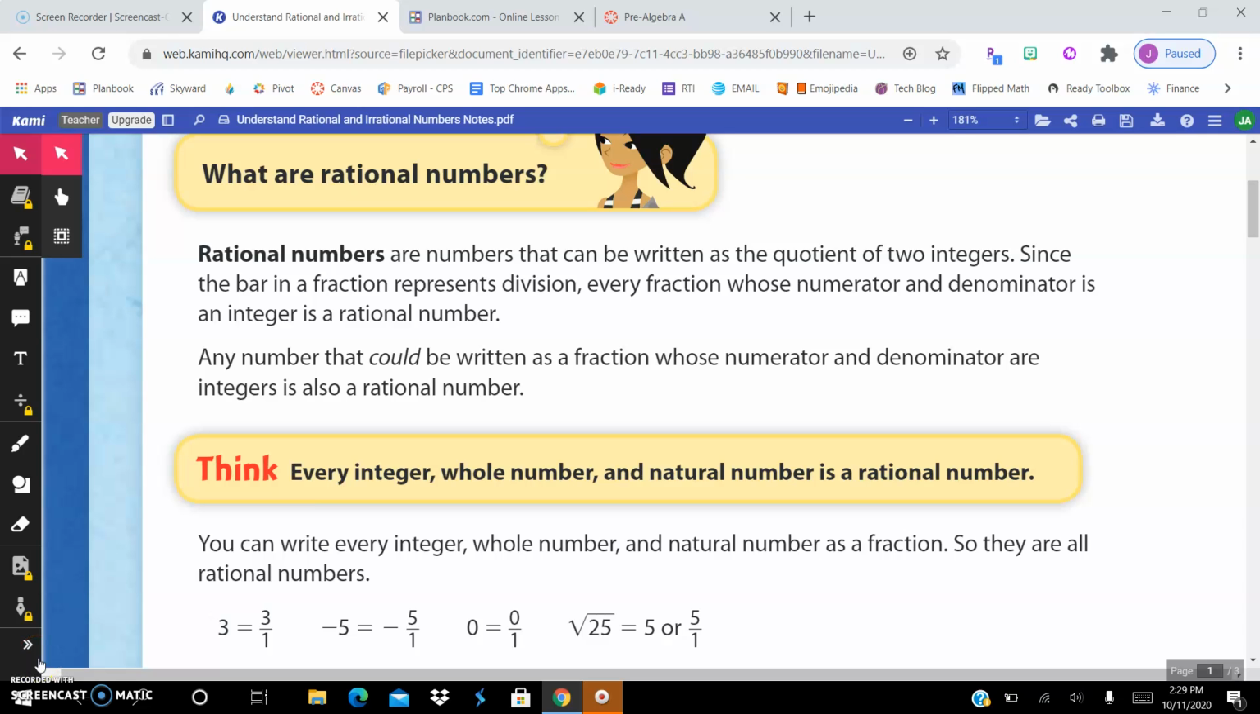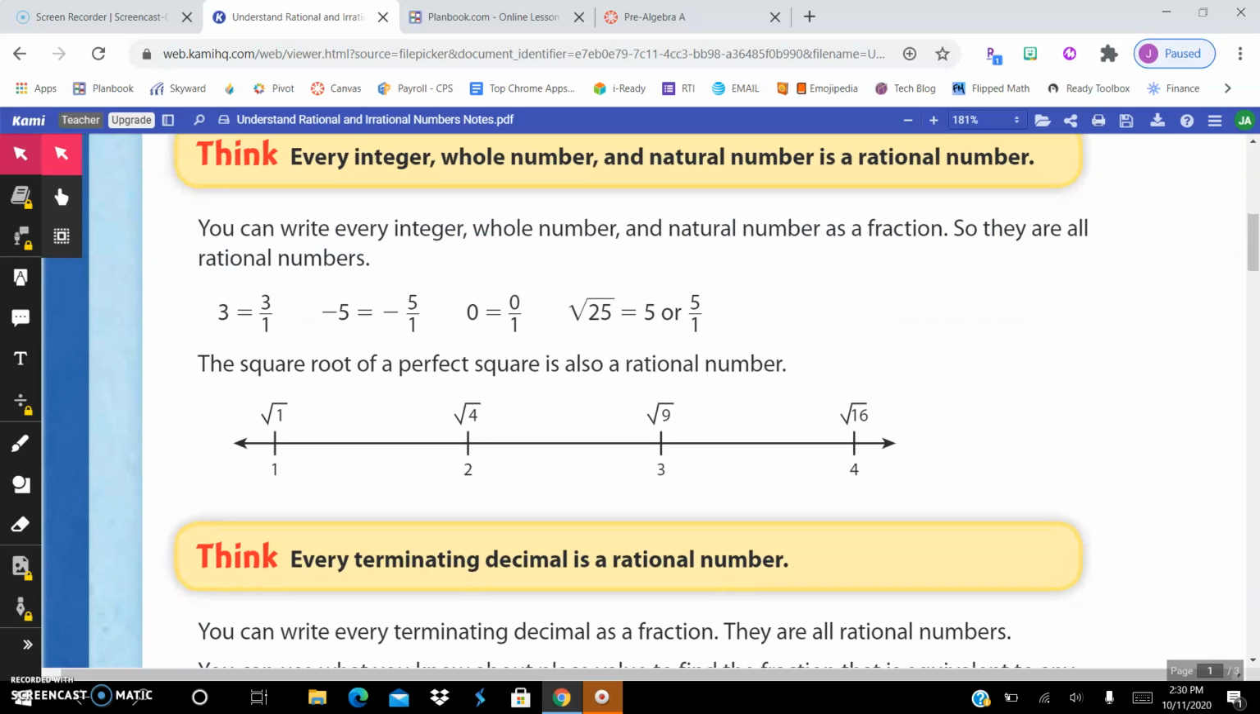I am going to do a quick recap of Friday's lesson here to remind you about rational numbers and irrational numbers before we move on to using those. So rational numbers are numbers that can be written as the quotient of two integers. So remember we talked about how they could be written as fractions. So think about it, every integer, which is positive and negative whole numbers, all whole numbers, and all natural numbers are rational numbers. So they all can be written as a fraction.